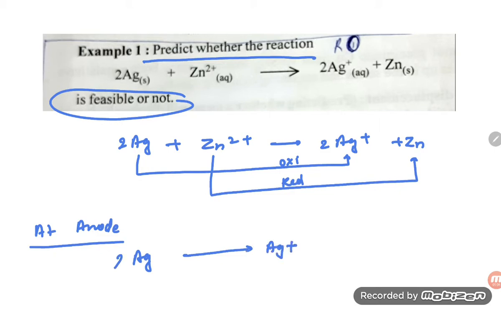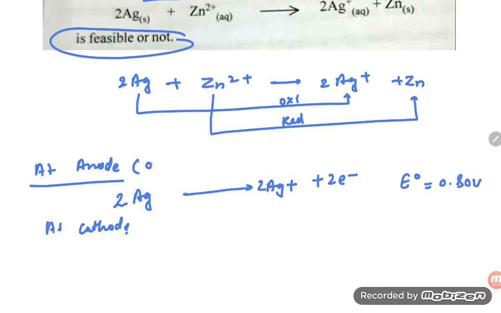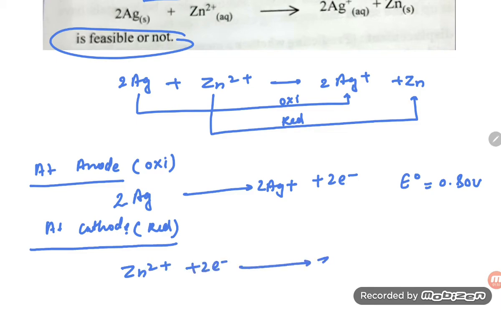So for this one, you take 2Ag and you get 2Ag+ plus 2 electrons, and for this we know the electrode potential is 0.80 volt, right? And the second one, students, is at the cathode. At the anode that is oxidation, so at the cathode that will be the reduction. So how will the reaction be? Zn2+ will accept 2 electrons, so it will give Zn.